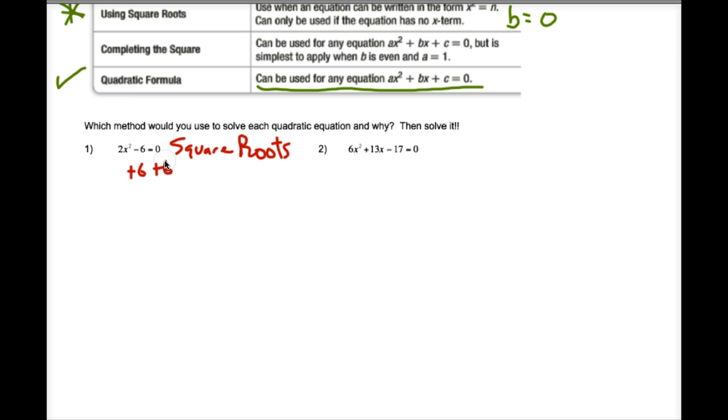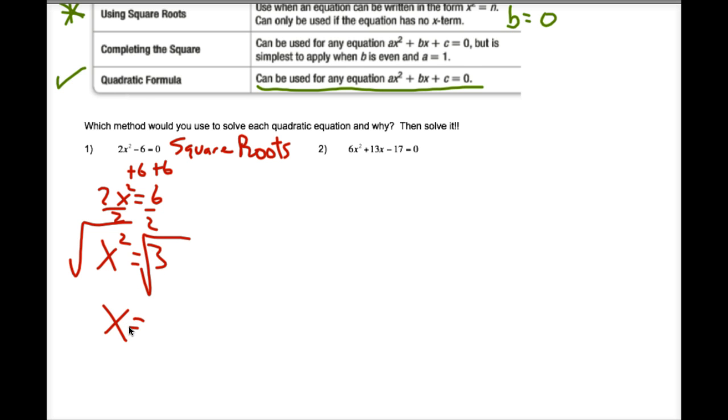Everybody add 6 to both sides. 2x squared equals 6. Divide by 2. x squared equals 3. Take the square root of both sides. That's why this works. X equals plus or minus the square root of 3. What was it rounded to 2 decimal spots? 1.73. Plus or minus. Don't forget when you take the square root of both sides, guys, you have to account for the positive and negative.